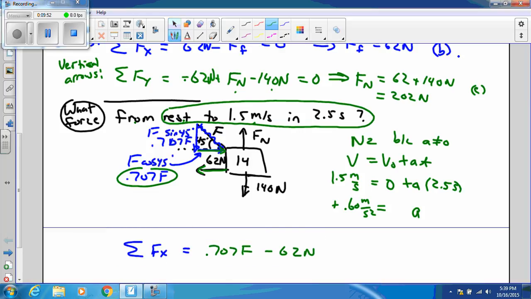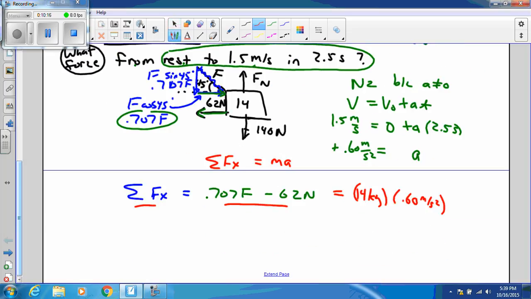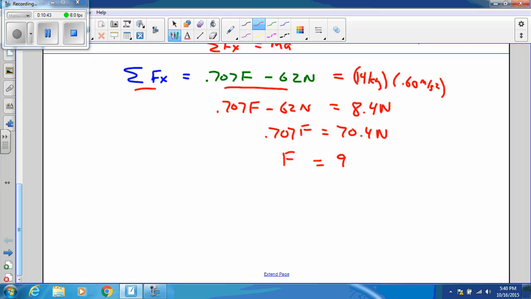Here's the sum of forces, and that sum of forces is equal to mass times the acceleration of the lawnmower. And I probably should have written my formula before I got going on that. Here's Newton's second law. Well, let's see what we have here. 0.707 F minus 62 newtons is therefore equal to 14 times 0.6, which turns out to be 8.4 newtons. Adding 62 to both sides, and dividing both sides by 0.707, we get 99.6, which is rounded to two significant figures.